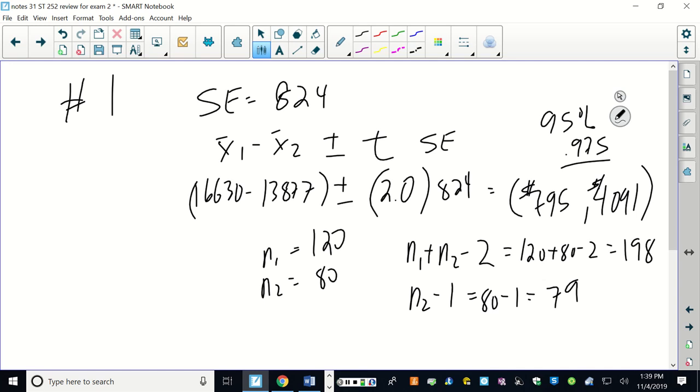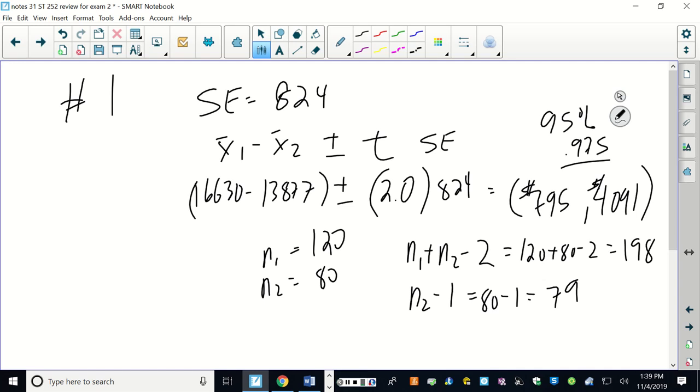But if you wanted to talk more about the interval as a whole, you can always begin those statements with we're 95% confident that the true difference between the two groups, labor force minus not in labor force, is in this interval. You can always start it with that phrase. You're not saying the probability is 95% or 95% of the data or something like that.